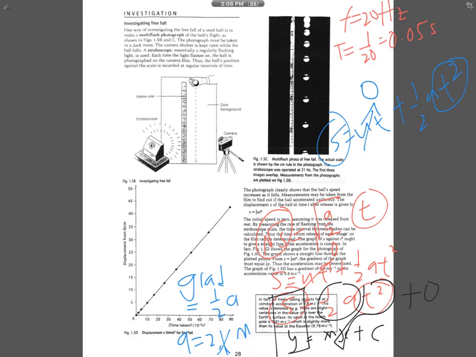Okay, so at least you understand how to determine the acceleration of free fall and how to interpret this photograph if they give it to you. Understand?